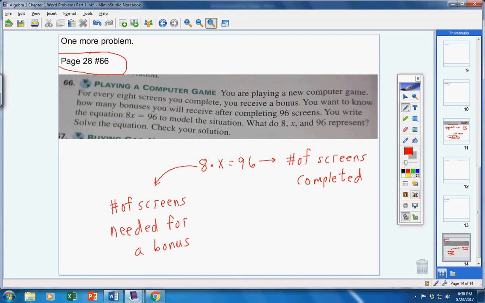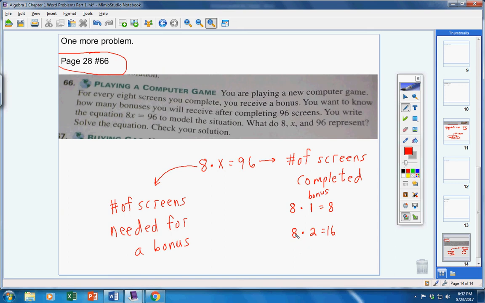Now let's think this through. Trust me, students, this is going to take a second for you to understand. Now watch this. I have 8 times a number equals 96. Watch this carefully. If I have 8 times 1 equals 8, think about that. 8 is my number of screens needed for a bonus. Times 1 gives me 8 completed screens. Well, this right here is my bonus.